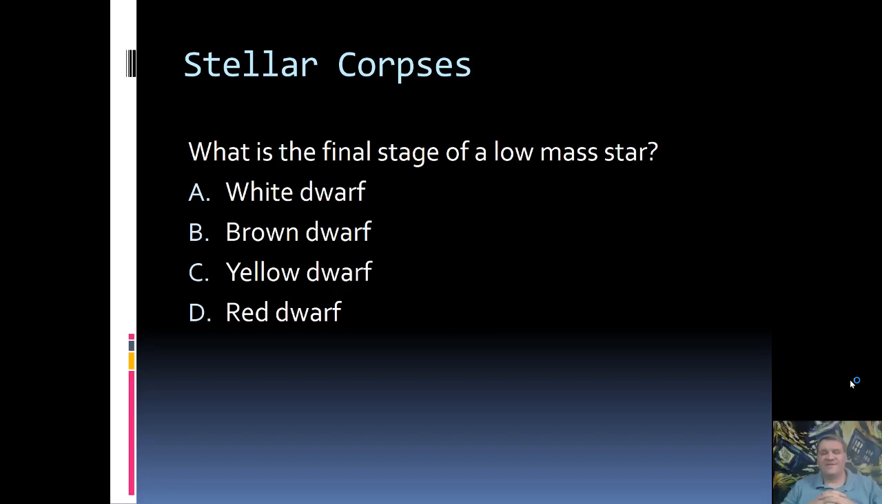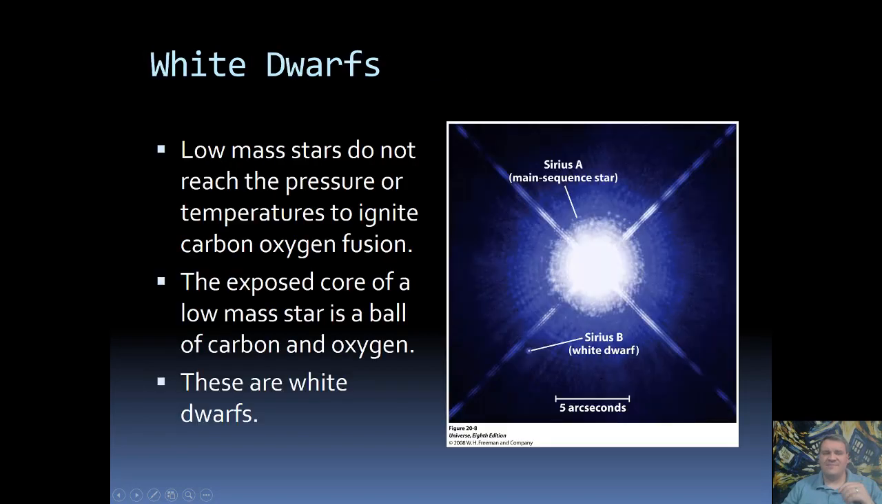Alright, so what is the final stage of a low mass star? The correct answer is A. White dwarf. A brown dwarf is something that was close to having enough mass to begin fusion but didn't actually get there. Yellow dwarf and red dwarf are both types of main sequence stars. A is the only thing that is a stellar remnant.